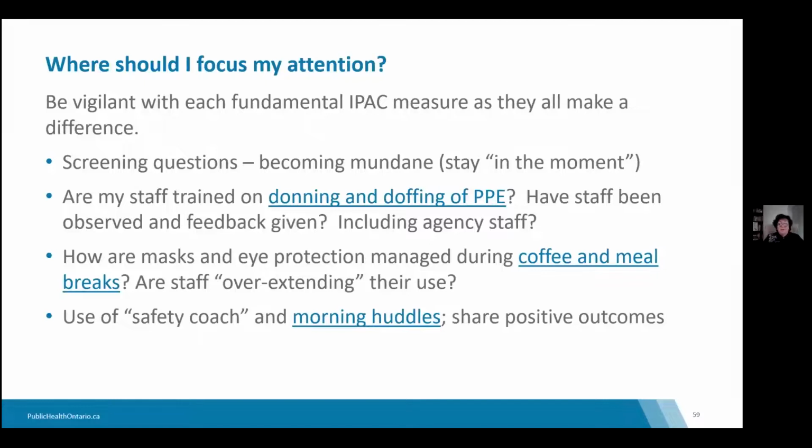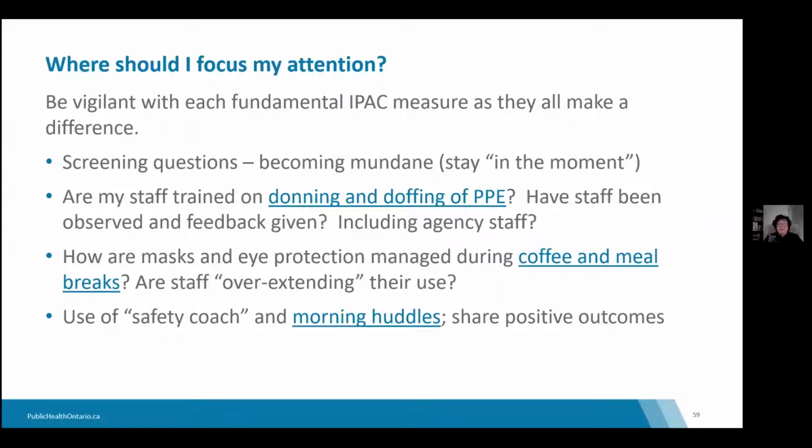People remind me every day that we've been in this for now more than a year, and they ask how do I stay engaged? You're telling me to carry out the same precautions, the same measures. How do I stay alert? How do I not become complacent with my practices? And how do I stay vigilant? Because each of these IPAC measures are really important, as we've said.